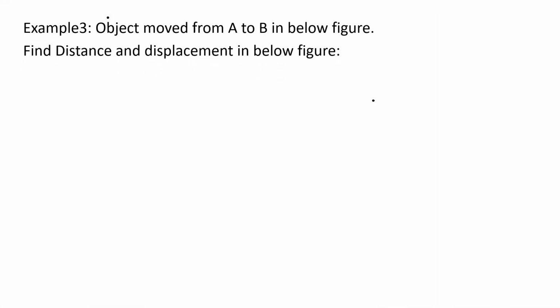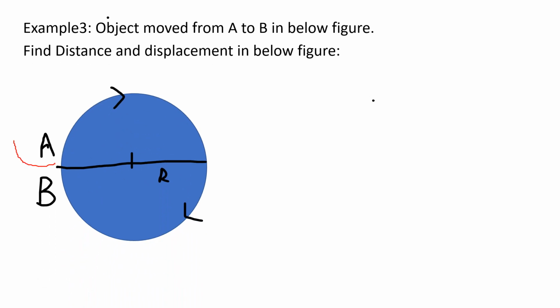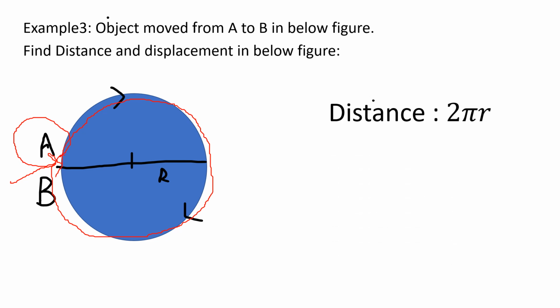Next example. In this figure, the object starts from A, moves in a circular direction and goes back to the initial position at A. For displacement, the shortest path, because the initial and final positions are the same, is 0. So displacement is 0. And distance is the complete path, which is the circumference of the circle, 2 pi r. Distance is 2 pi r and displacement is 0.